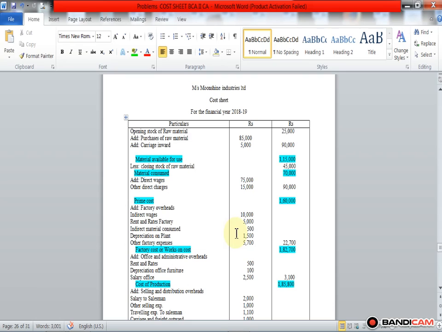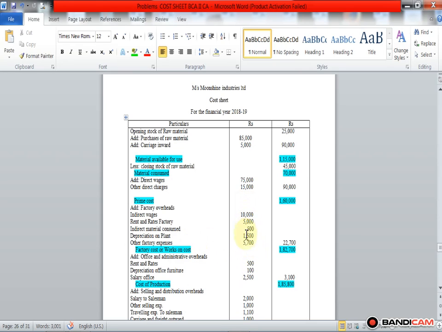Here, to understand the meaning of indirect material: indirect material means the material used in the factory, so it is considered an expense of factory overhead. So material consumed is factory overheads. Depreciation on plant, which is used in the factory, is a factory expense or factory overheads. Other factory expenses rupees 5,700.